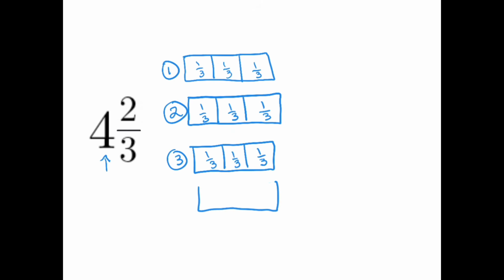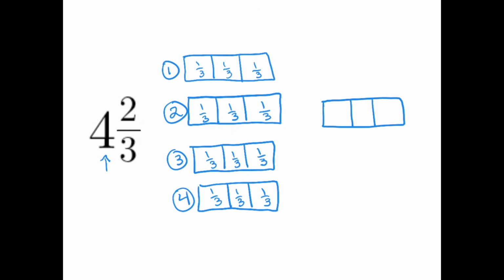Let's do one more. This is 1/3, another 1/3, and another 1/3. This is our fourth whole. Now we are going to focus on the fraction part, which is 2/3. Let's draw another one whole, section it off into thirds. We are only going to use 2 of them because we need 2 of the thirds. So let's cross this one out.